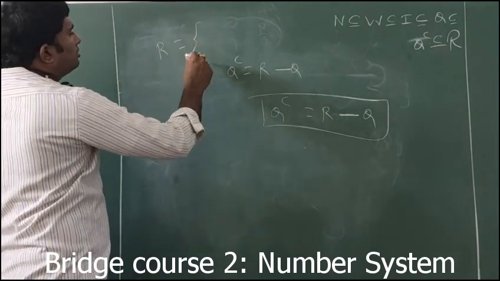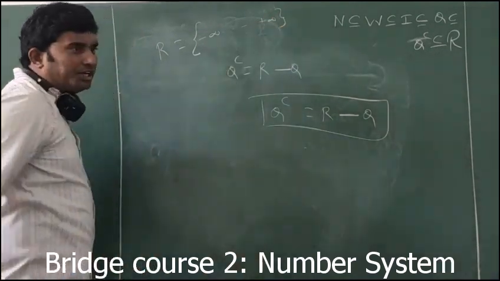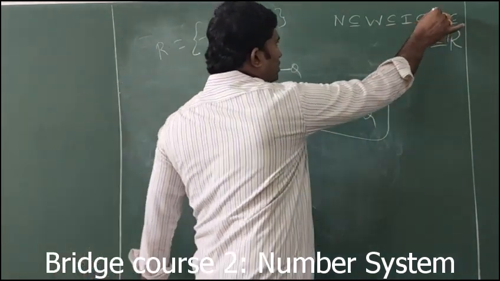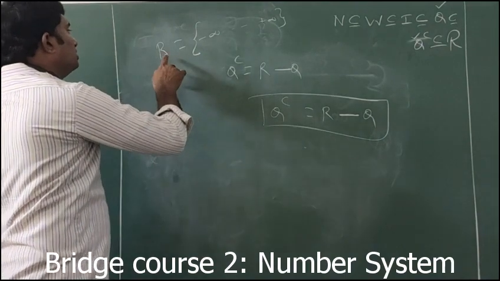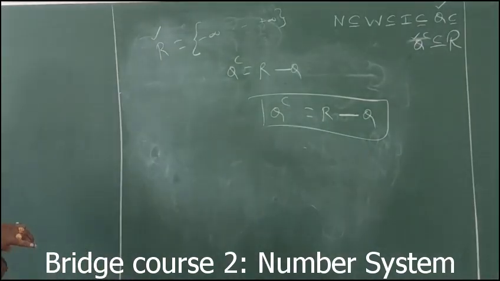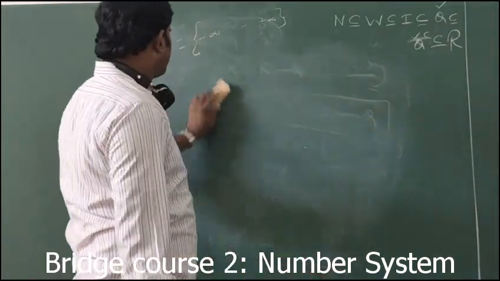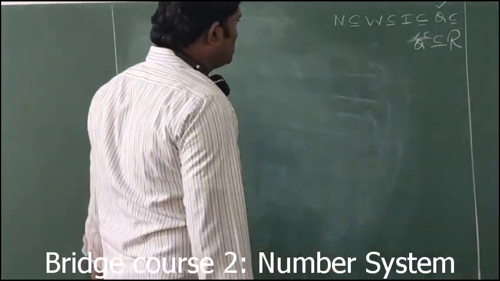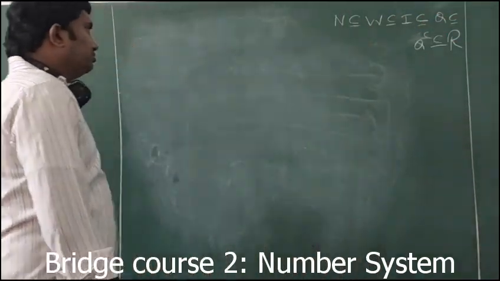Real number set is nothing but every number from minus infinity to infinity, which is denoted by capital R. So this is the first topic in PUC, and the subset definition is already completed.